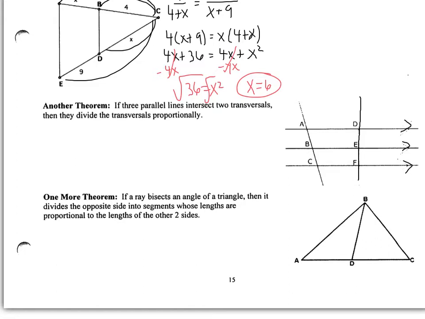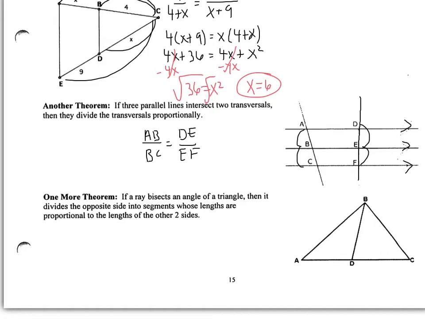Okay, so the proportions are AB corresponds to BC, DE corresponds to EF. So that's not too bad. That's pretty similar to the theorem above.